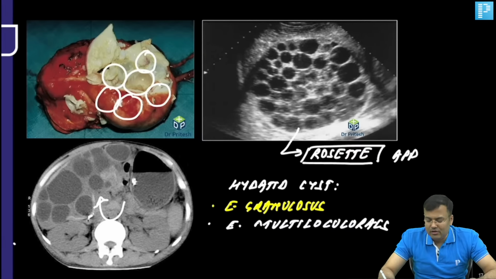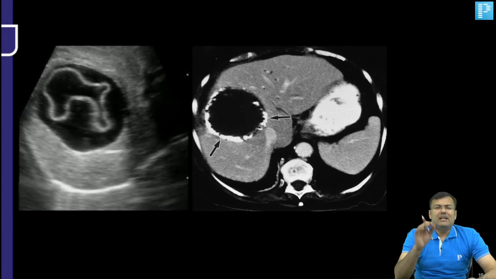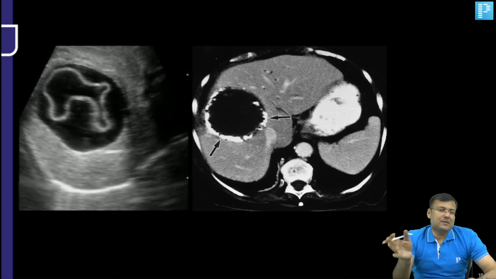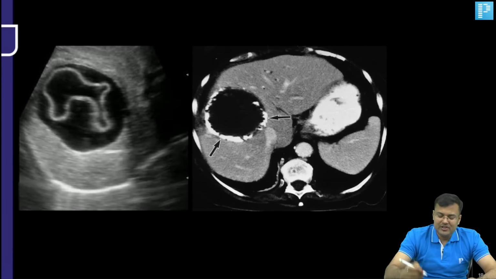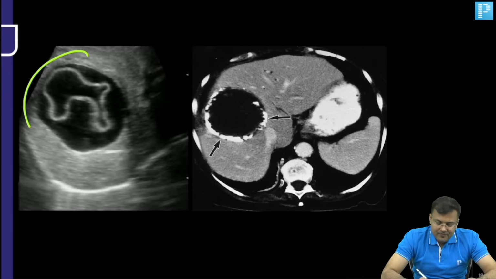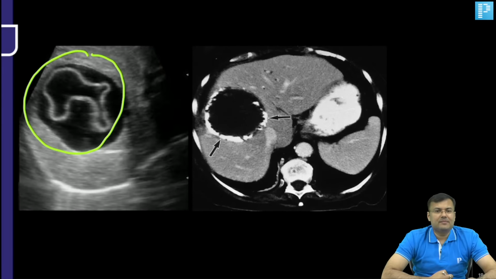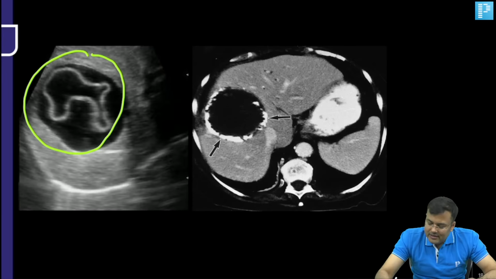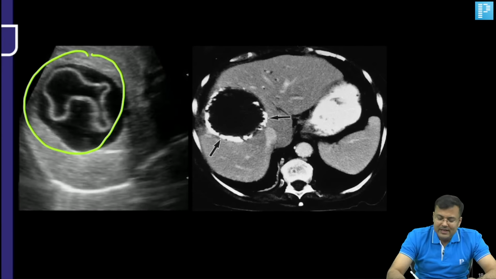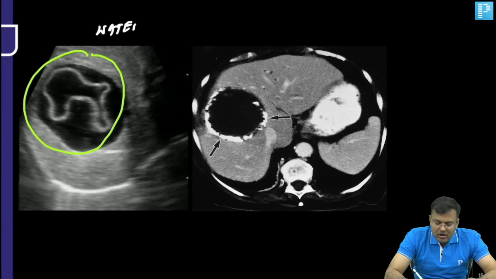Okay guys, multilocularis. Typically this question was asked multiple times. It is a potential question. What is this? All of you know. So, guys, this is water lily. So, what is the name? This is water lily sign. All of you know that this is water lily sign.